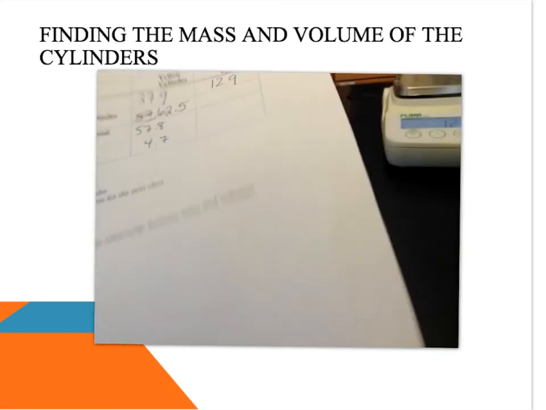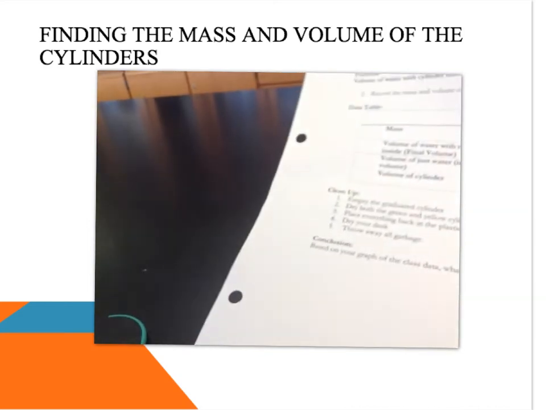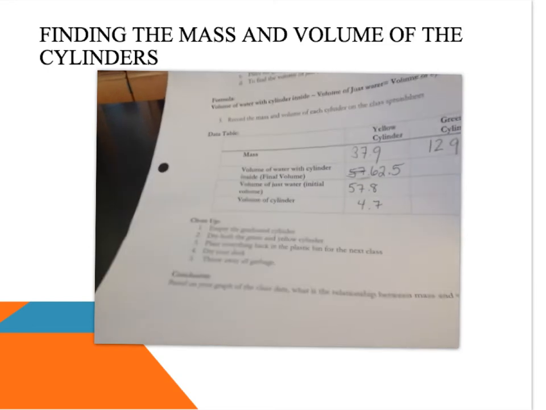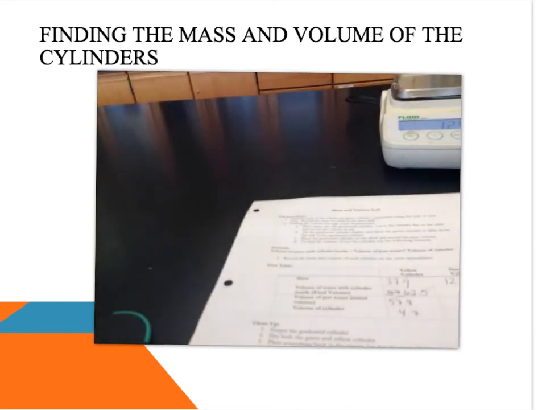Okay. When you get this data, you are going to record on the class spreadsheet the mass of both the cylinders and the volume of just the cylinder. To clean up this lab, you simply need to empty all the liquid out of your bucket, out of your graduated cylinder, dry both the green and yellow cylinders, and throw your trash away.